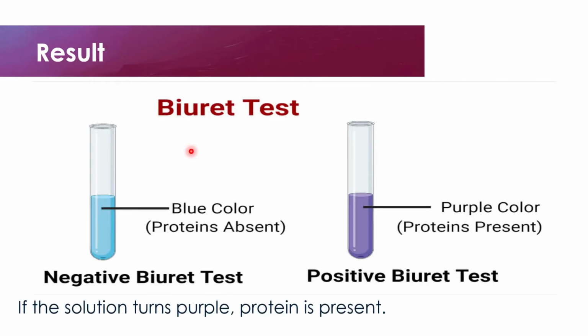So this is the result of our Biuret test. We can see that a blue color indicates the absence of proteins and hence gives a negative Biuret test, and the formation of a purple color indicates the presence of proteins, hence indicating a positive Biuret test.